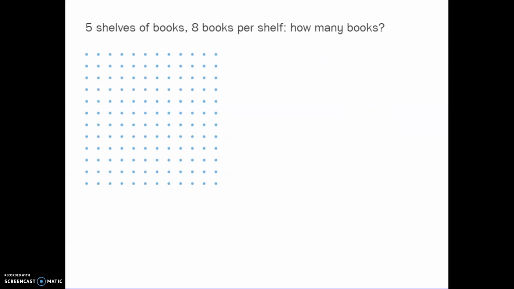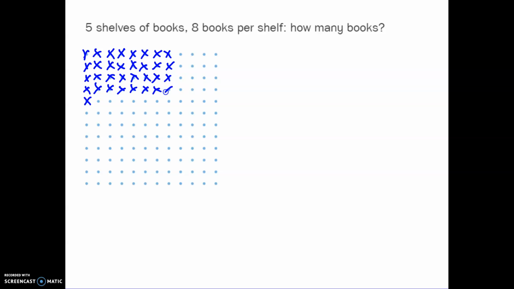5 shelves of books, 8 books per shelf. How many books? Well, we need our 5 shelves. 1, 2, 3, 4, 5. And 8 in each one. 2, 3, 4, 5, 6, 7, 8. Keep going. Copy that because there's 8 in each.